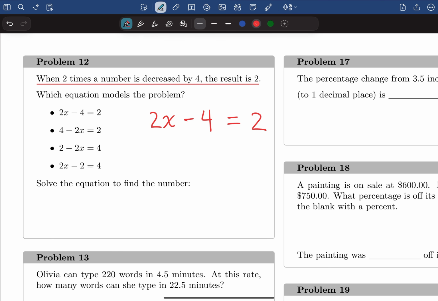Now, let's take that equation and we'll solve it for the variable x. So we're going to take 2x minus 4 equals 2. Let's go through that process really fast. Let's add 4 from left to right, and we end up with 2x equals 6, right? 2 plus 4 is 6. And then we'll divide by 2 on both sides. And we find out that x equals 3.